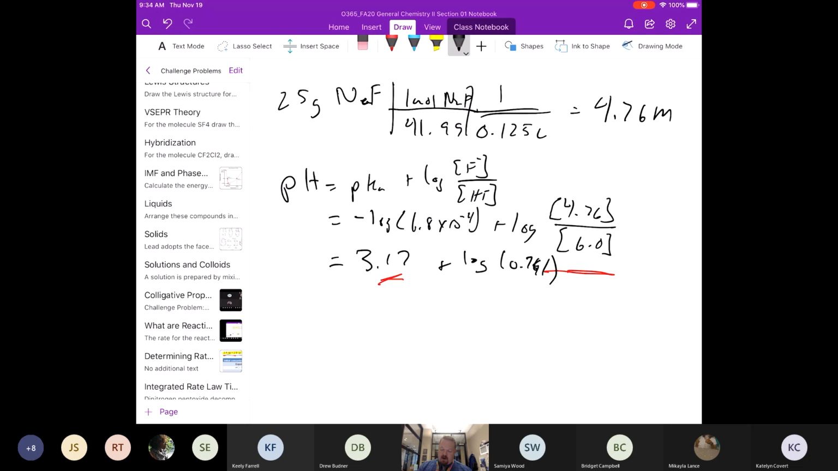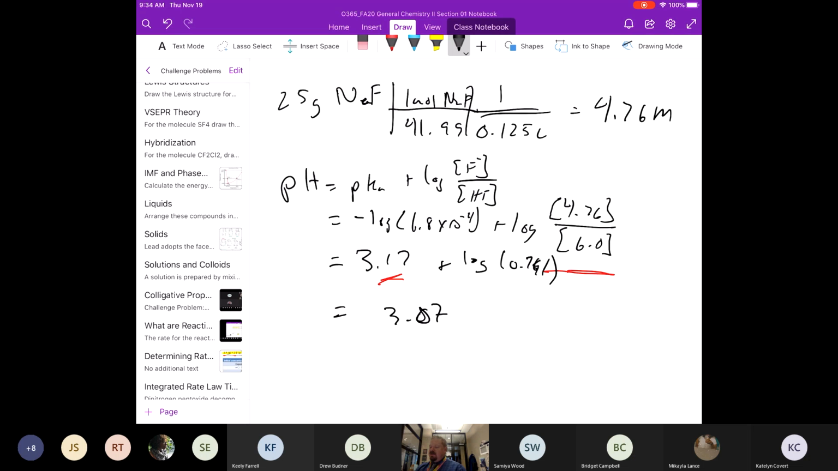0.791, our pH then equals 3.07. So we see that, in fact, it is lower in pH, or lower than the pKa, because we have more acid present than base.